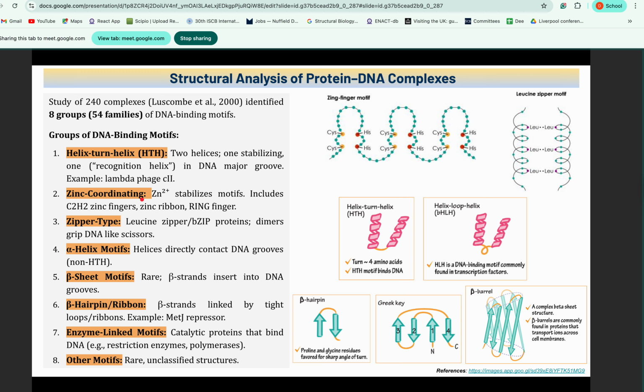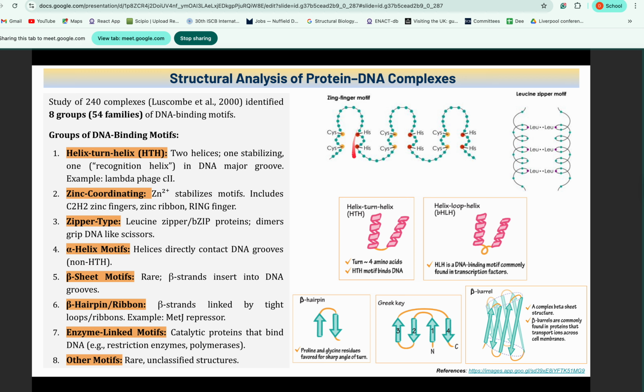Another is zinc coordinating, so this one is the zinc finger motif, in which it coordinates with the zinc ion, Zn2 positive ion, which stabilizes this motif. It includes C2H2 zinc fingers, zinc ribbon and ring fingers. In this case, C2H2 is not carbon hydrogen, it is 2 cysteines and 2 histidines. These cysteine and histidine are amino acids, and as we are showing a protein, these are the motifs which are smallest. So here we are only representing the smaller part of a bigger protein.